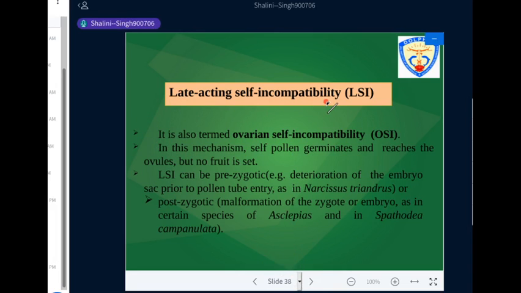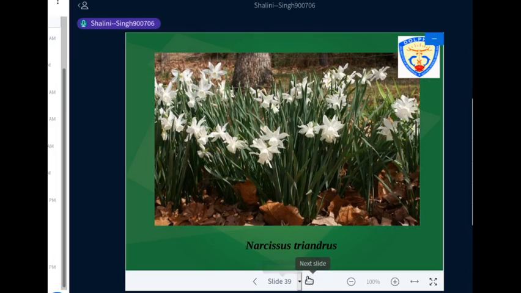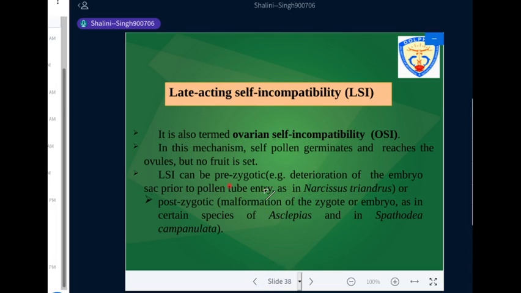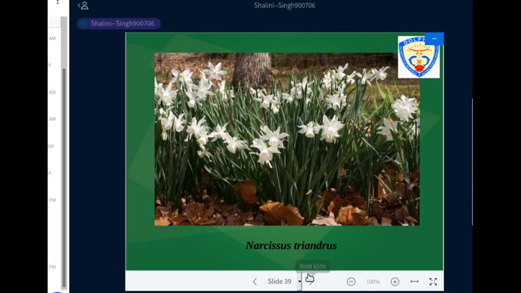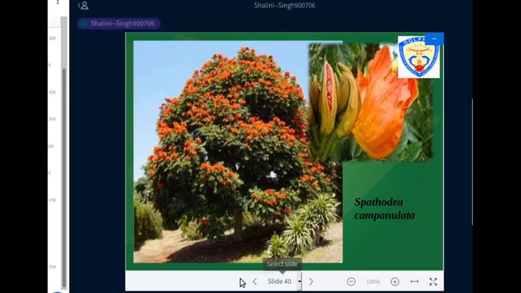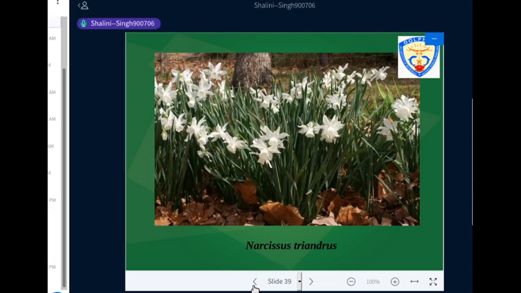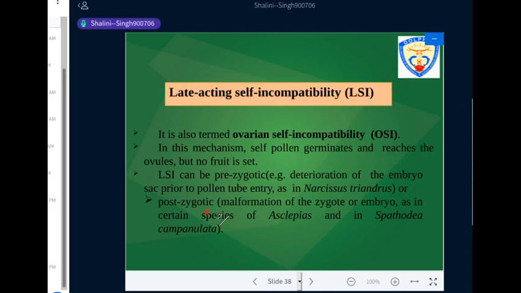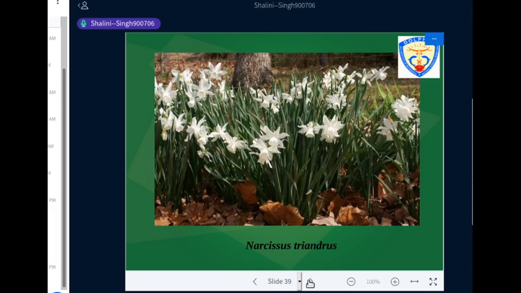Last one is late-acting self-incompatibility. It is also termed ovarian self-incompatibility. In this mechanism, self-pollen germinates and reaches the ovules, but no fruit is set. Late-acting self-incompatibility can be pre-zygotic or post-zygotic. Narcissus triandrus has pre-zygotic self-incompatibility. And this is Spathodea campanulata. It has a very beautiful flower, and campanulata has post-zygotic self-incompatibility.